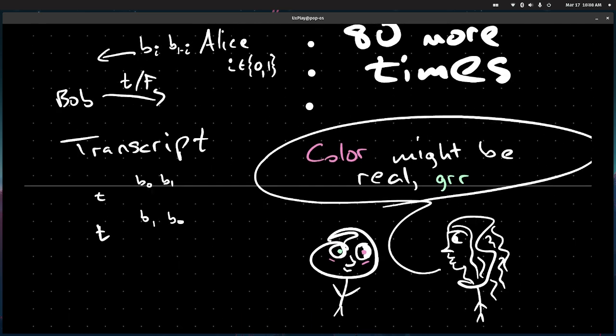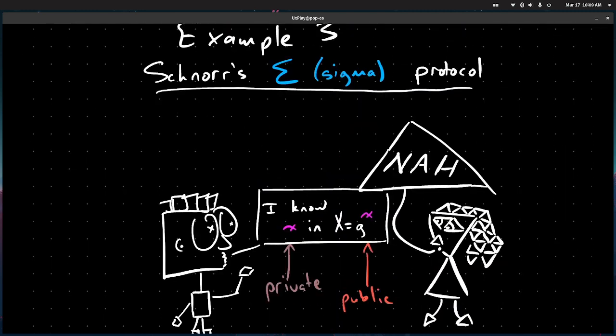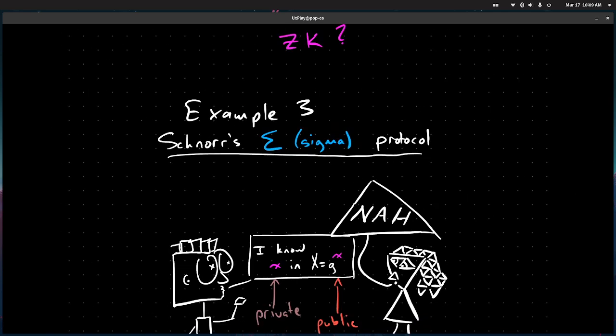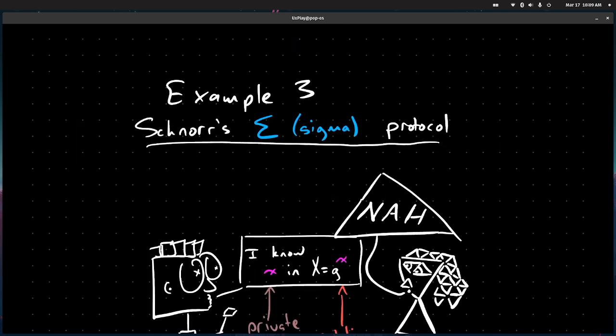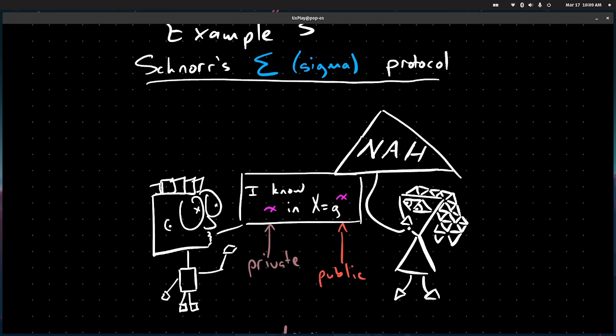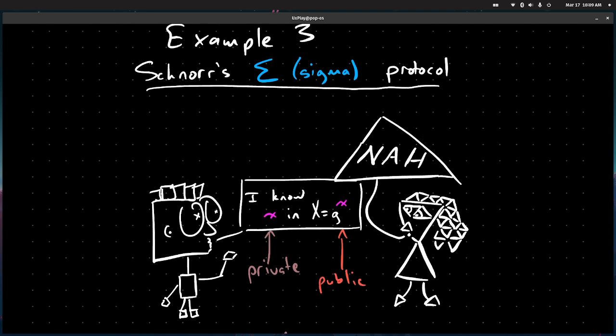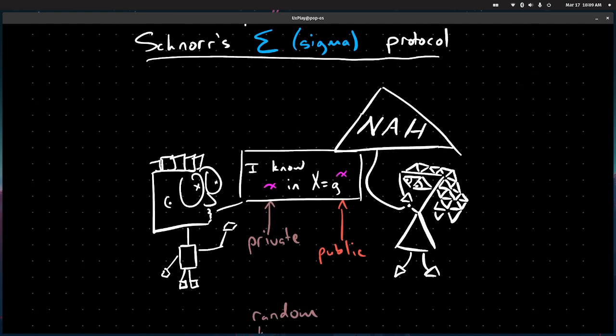And so now we're going to switch to a more mathematical example, and this is actually something that is relatively useful. We're now going to switch to Schnorr's sigma protocol for proof of knowledge of exponent. So for the next step in our ZK evolution, we're going to try to have Bob convince Alice that he knows some x. And this could be useful for a variety of reasons.